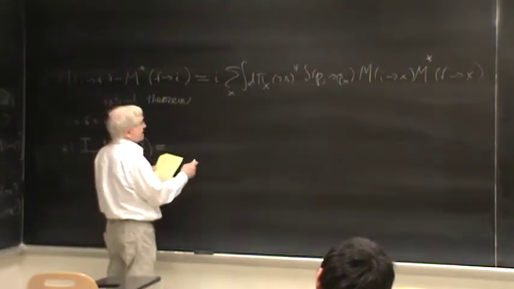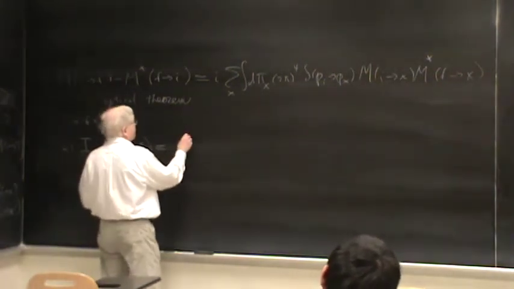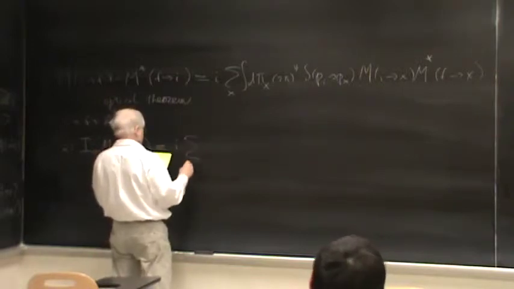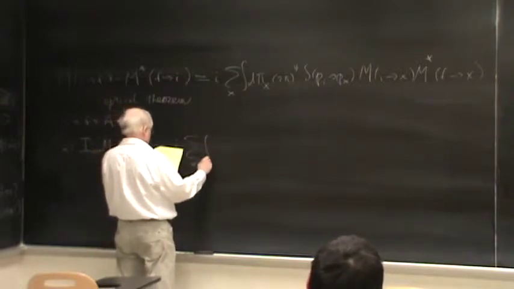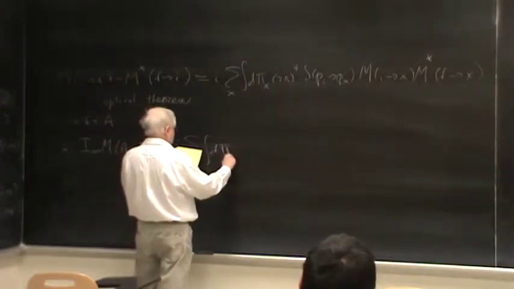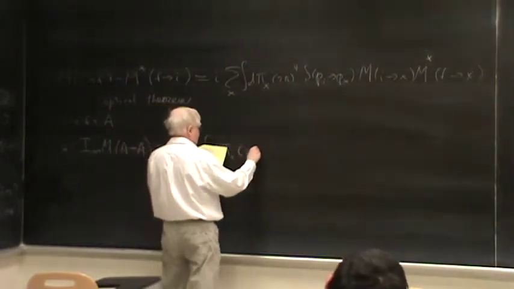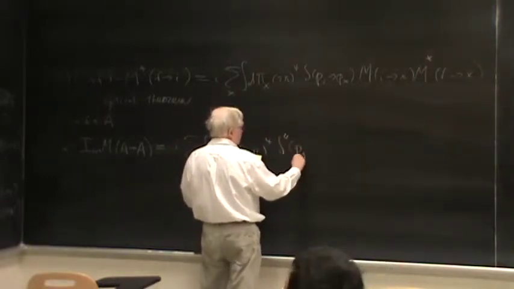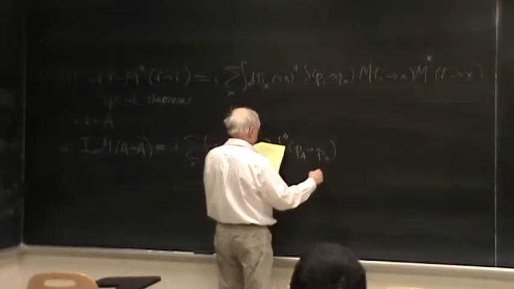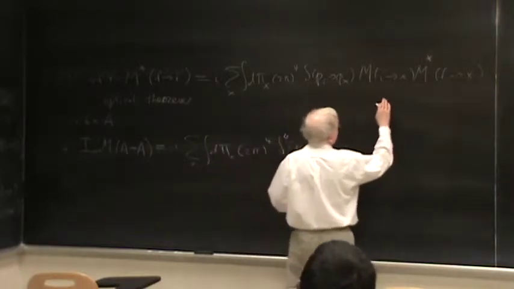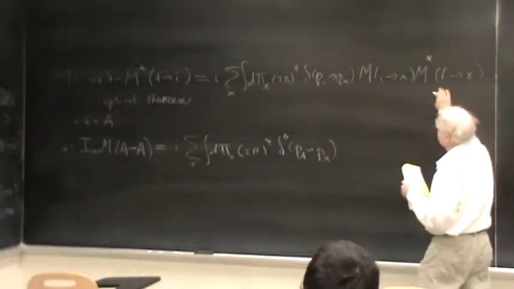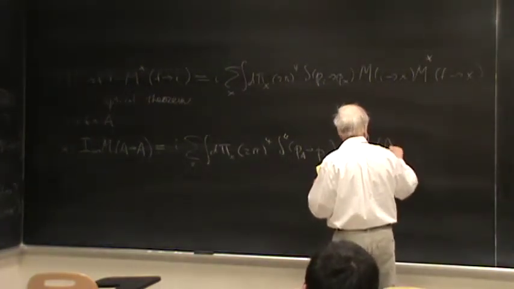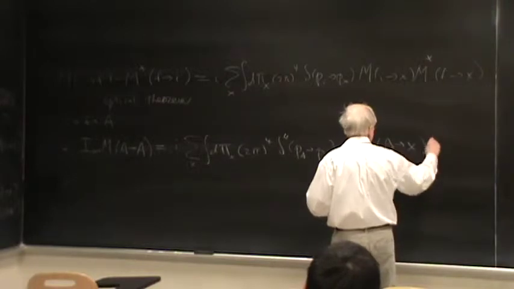And on the right-hand side, things also simplify a little bit. There's an i, so we're going to have to cancel that i at some point. Integral dΦ (phase space), (2π)^4 δ^4(p_A − p_X), and now i and f are the same, so this is just the absolute value of M(A → X) squared.